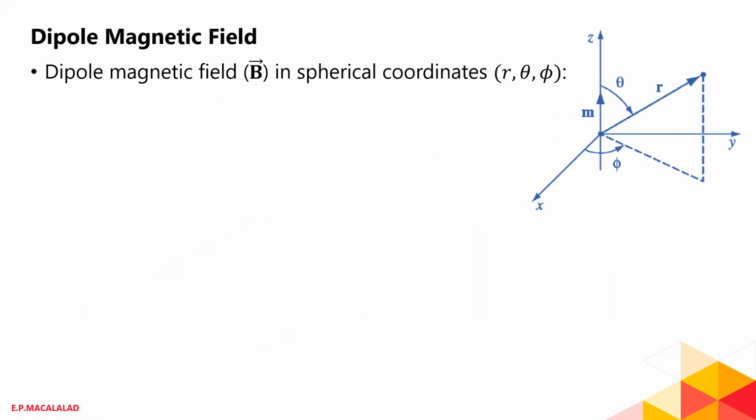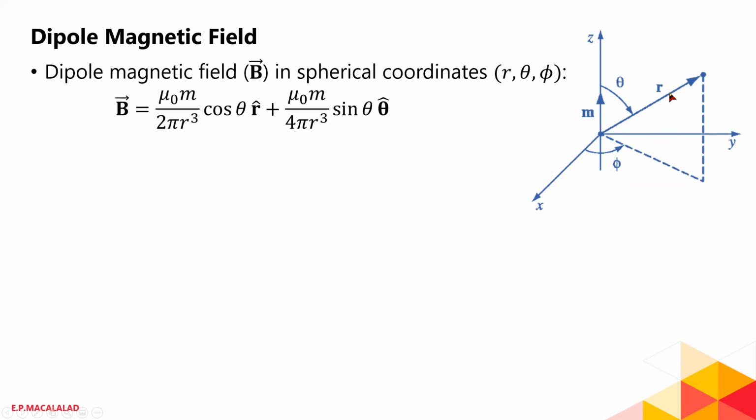So in the spherical coordinate system, it is given by this. R is the distance from the center, M is the magnetic moment, which always points towards the north magnetic pole. Theta is the zenith angle, and phi is the azimuthal angle. So in the spherical coordinate system, the magnetic field is given by this equation: mu naught M divided by 2 pi r cubed times cosine theta r hat.